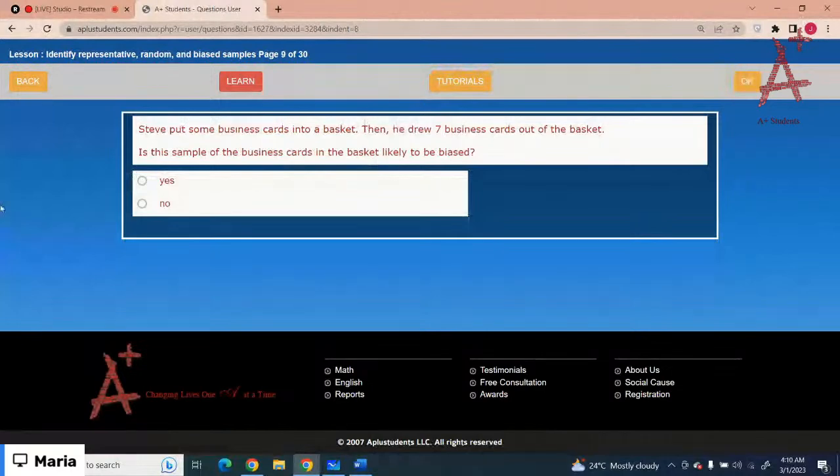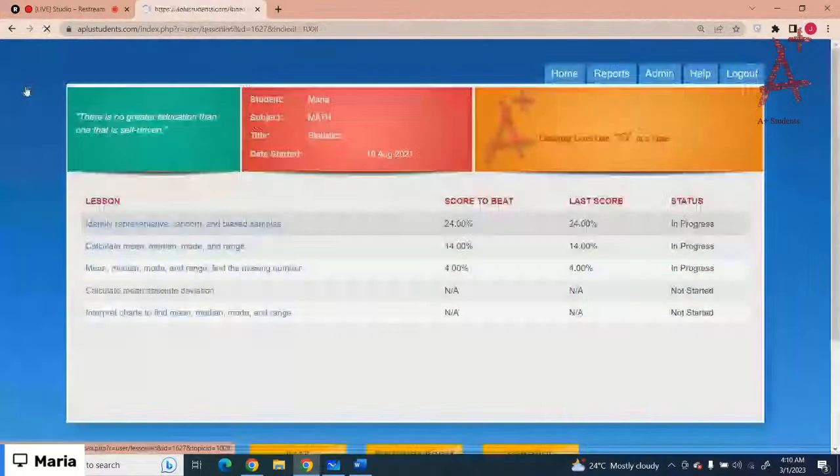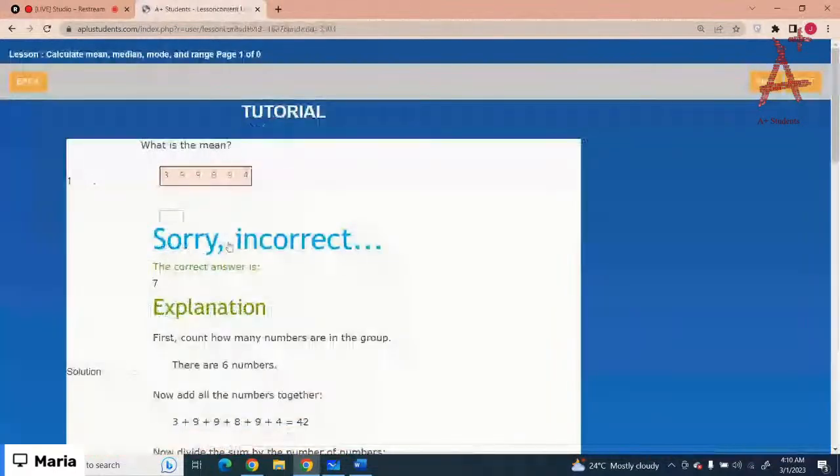Okay, you can complete the test by yourself later today. Let me move on to the next lesson. The next lesson is calculating mean, median, mode, and range. Let's start with the first example. What is the mean?